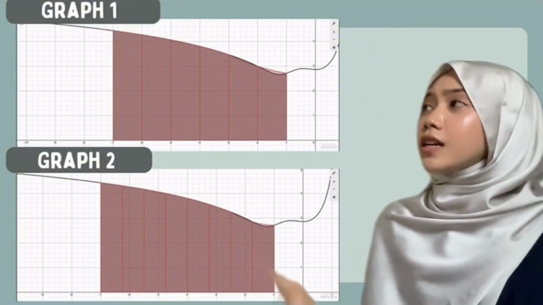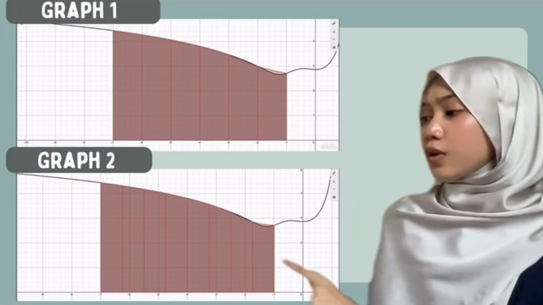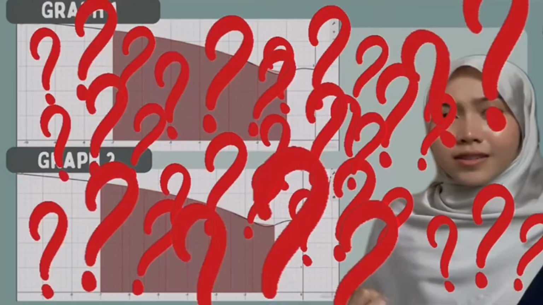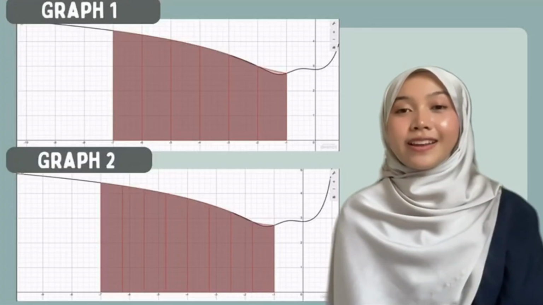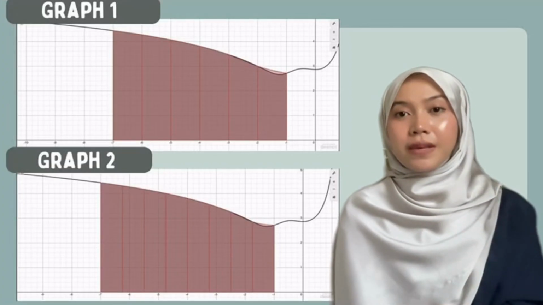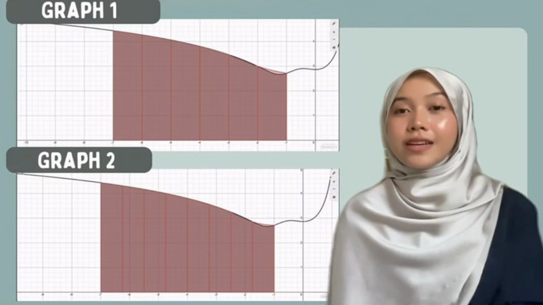For the graph analysis, let's take a look at both of the graphs over here. As you can see, graph 1 is less accurate compared to graph 2. And why is that happening? Both graph 1 and graph 2 show the approximation of the area under the same curve. The difference between them is the number of subintervals n used in the calculation.